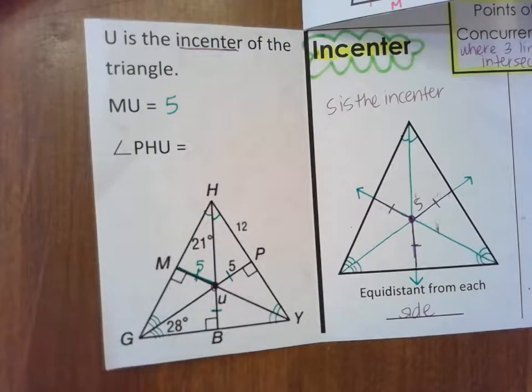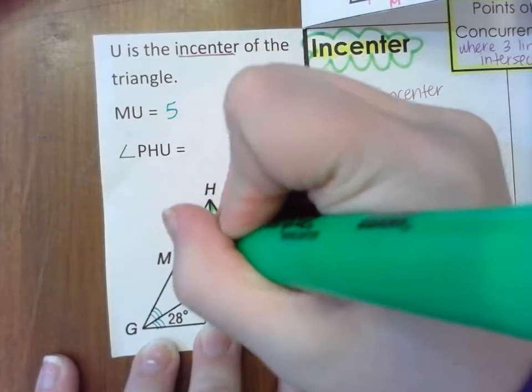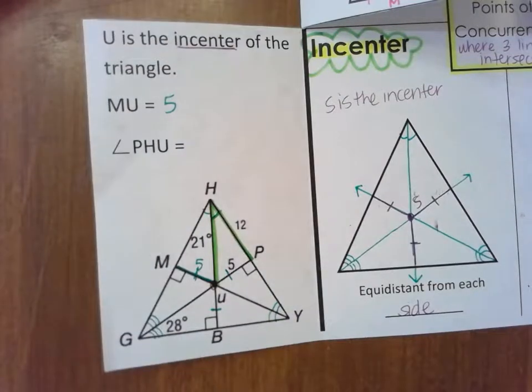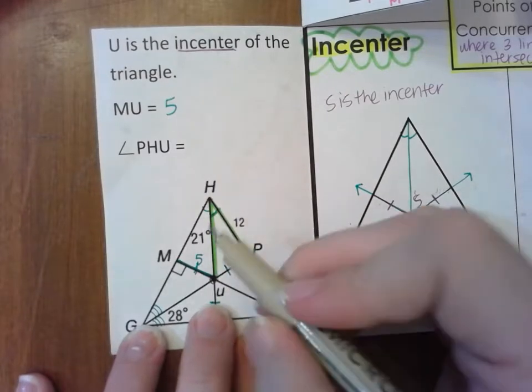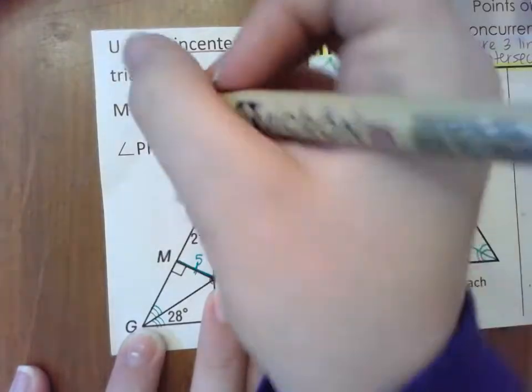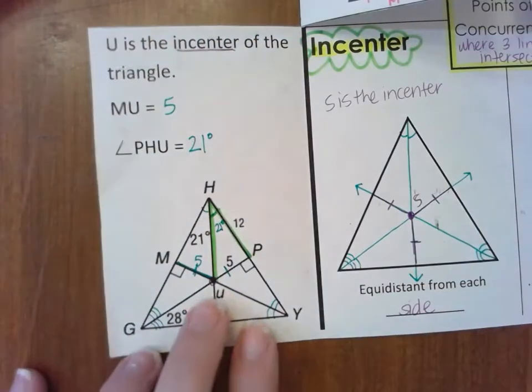Then it wants us to find angle PHU. So angle PHU is that angle formed right here. And we know since these are angle bisectors, that these two angles are congruent. So if this one's 21 degrees, then this one is also 21 degrees. So the angle PHU is 21 degrees.